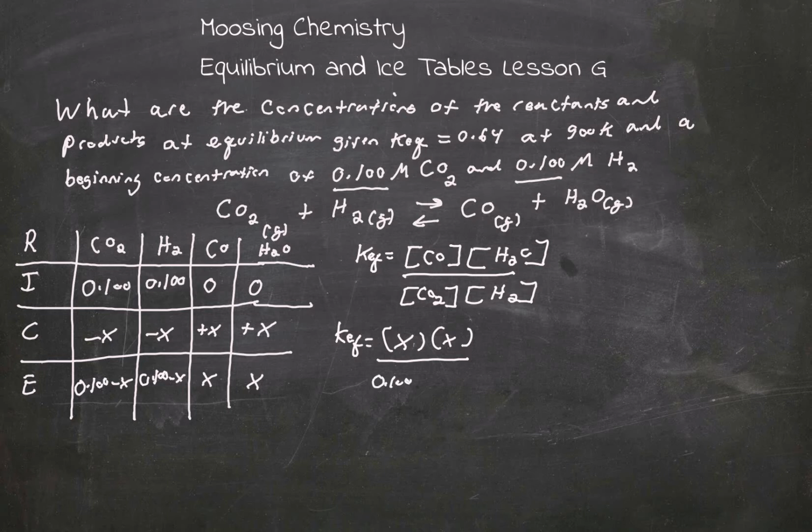Now we look at this: KEQ is equal to X times X over 0.100 minus X times 0.100 minus X. This is going to give me X squared over the square of 0.100 minus X. You see what I see? I think we can just take the square root of both sides.